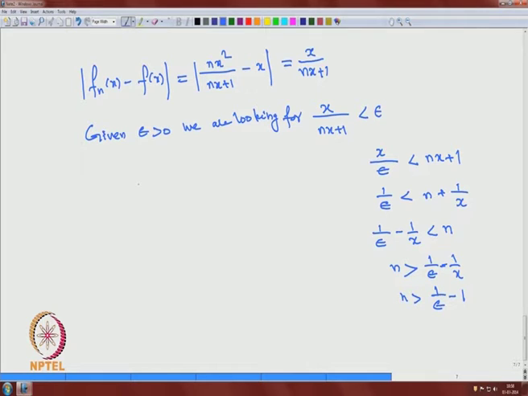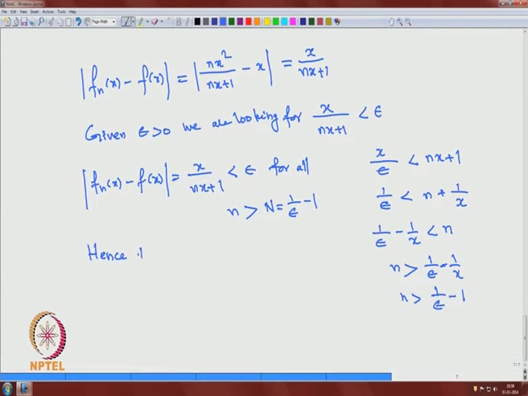So, therefore, it is obvious that this difference f n x minus f x, which is x by n x plus 1, is less than epsilon for all n strictly greater than N, where N is 1 by epsilon minus 1. So, this N is independent of the point x. So, that is true, this N will work for all x. So, hence the convergence is uniform.